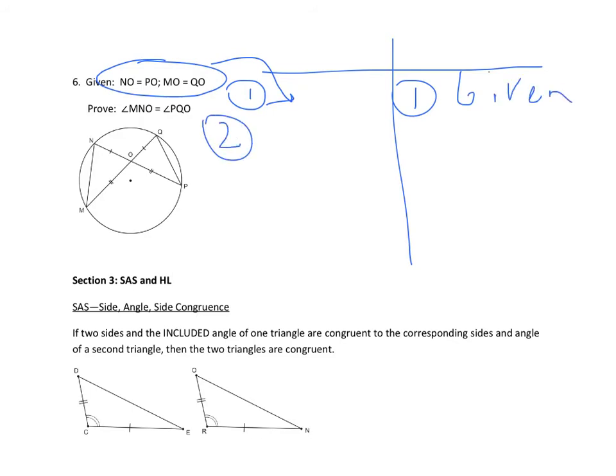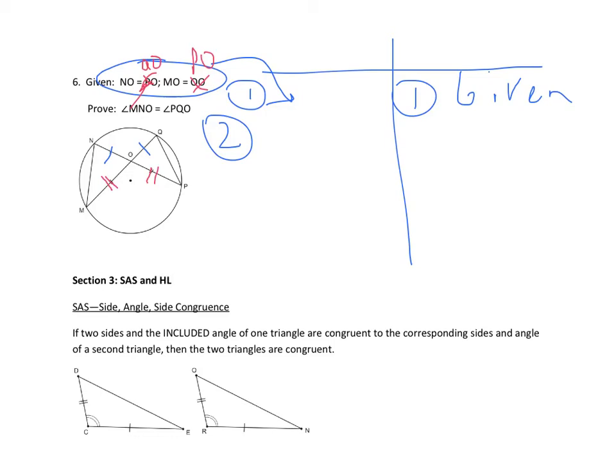Step number 2. Okay, so if you can see they are already marked, NO is equal to QO, and MO is equal to PO. Oops, I'm sorry. And I think this is actually backwards here. This should say NO is equal to QO. This should be right here, QO. And these QO and PO are backwards here, but they're correctly marked in the figure there.